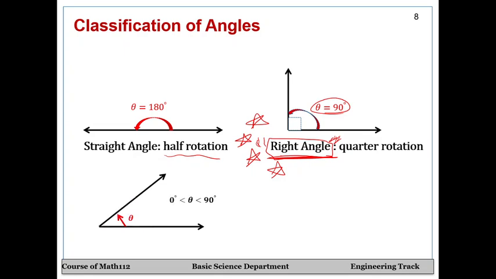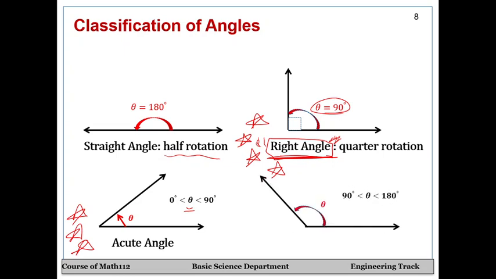And then we have the acute angle. An acute angle is an angle whose measure is between 0 and 90 degrees. So this is also an important one. And we have an angle whose measure is less than 180 and bigger than 90 degrees. It's called an obtuse angle.